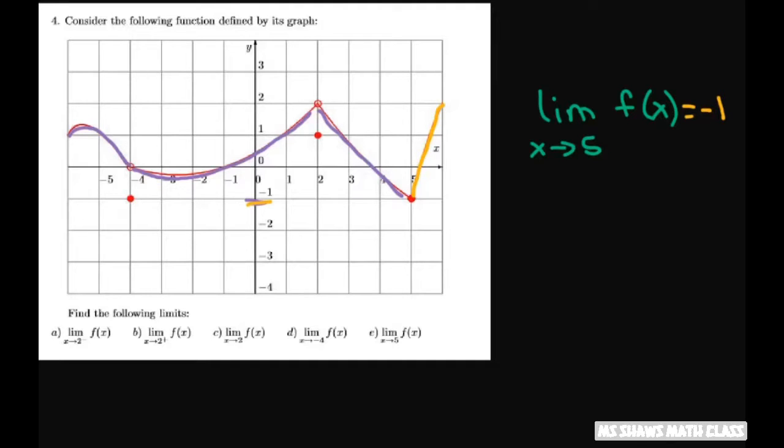In this case, if you said f of 5, that would equal -1. And that would signify that this part right in here is continuous. Means you don't have to jump like we've been jumping.